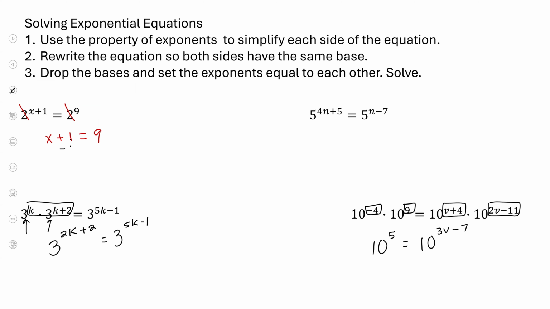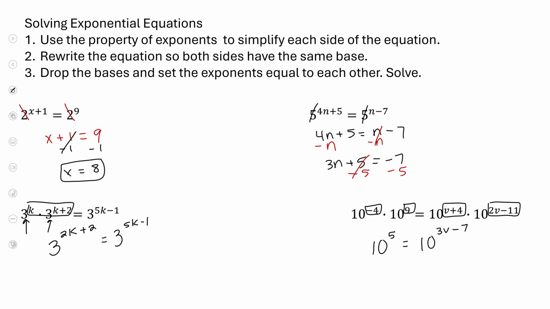So I'll subtract 1 from both sides, and I get x is 8. Over here, I get 4n plus 5 equals n minus 7. We're going to go ahead and solve. So I will subtract n from both sides. So I get 3n plus 5 equals negative 7. Now I'm going to subtract 5 from both sides. And I get 3n equals a negative 12, then divide by 3. Your answer is n equals negative 4.